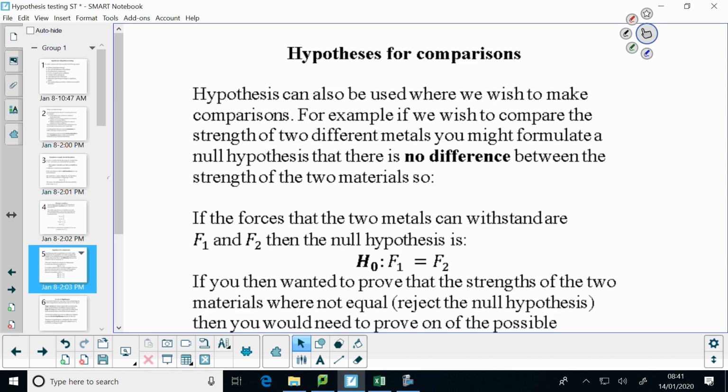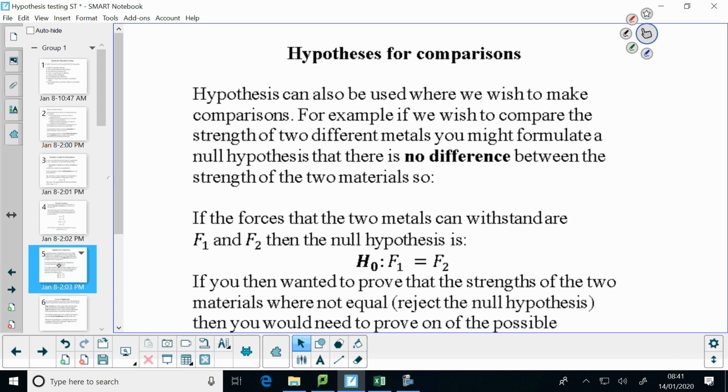Hypotheses for comparisons. You can also use hypotheses where we wish to make comparisons. For example, if we wish to compare the strength of two different metals, you might formulate the null hypothesis that there is no difference between the strength of the two materials. So if the forces that the two metals can withstand are F1 and F2, you could make the null hypothesis that F1 is equal to F2. The strengths of those two materials are equal.